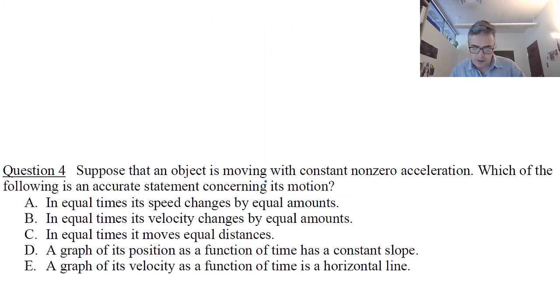Suppose that an object is moving with constant non-zero acceleration. So a, sort of in this direction, and it's constant. Which of the following is an accurate statement concerning its motion? In equal times, its speed changes by equal amounts. That could be true.